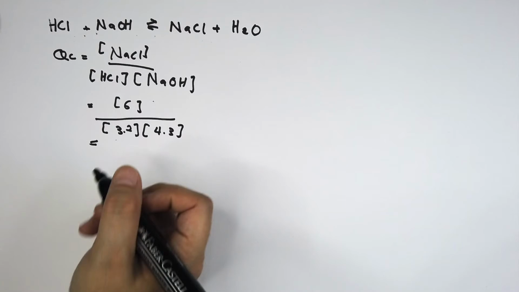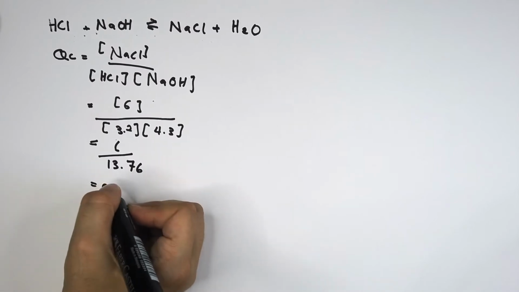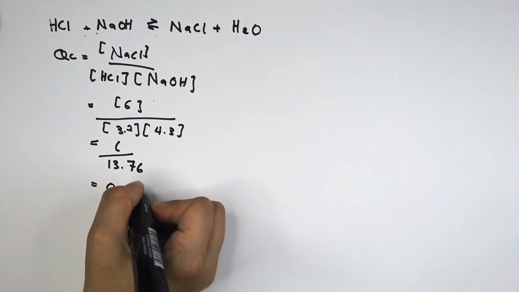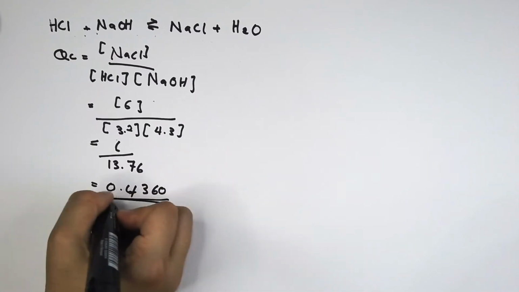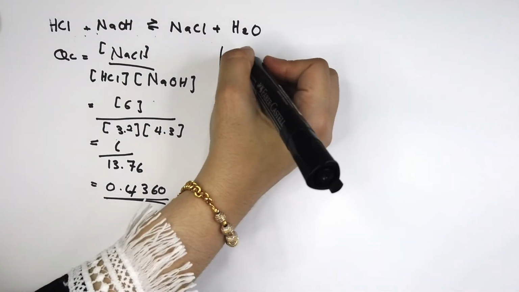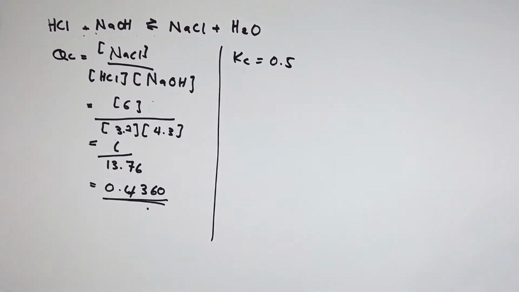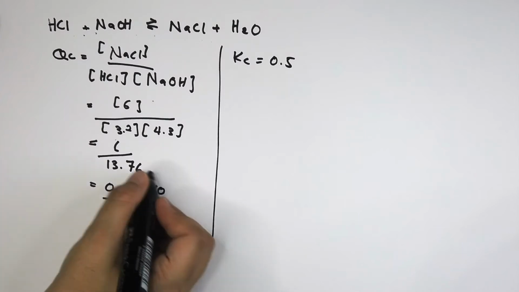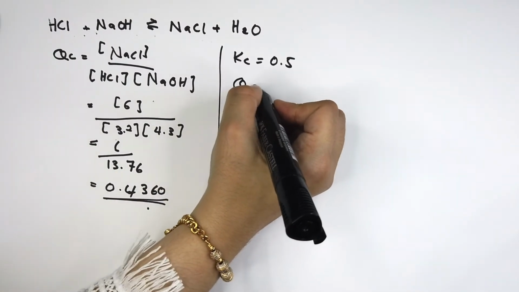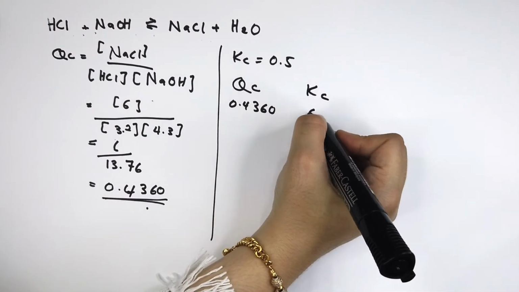After you have calculated this, you should get 6 divided by 13.76. So you shall get 0.4360. Right, this is your value of Qc. Given to you, the value of Kc for this reaction is 0.5. So how can you predict which direction this reaction shall proceed? From here you can see that the value of Qc is 0.4360 and the value of Kc is 0.5.